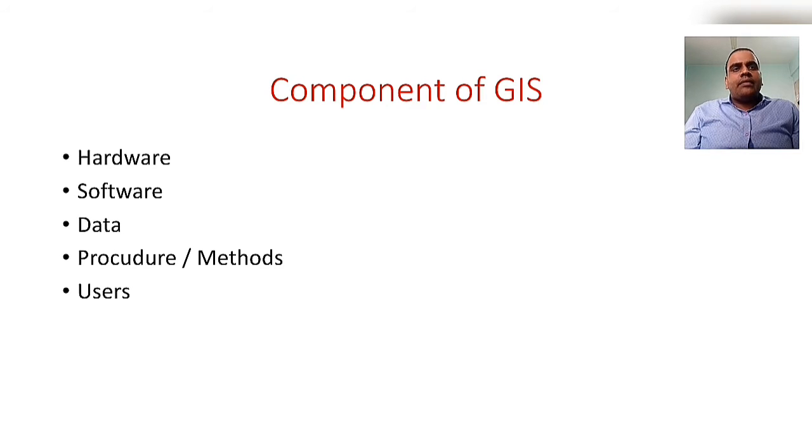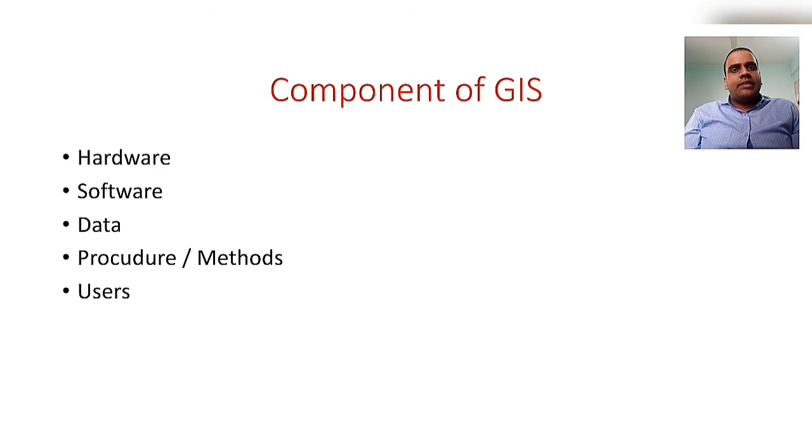Mainly there are 5 components of GIS. These you have to remember, you should know them. For example, hardware, software, data, procedure or method, and users. These are the 5 basic elements of GIS, or 5 important components of GIS, that you have to keep in mind.